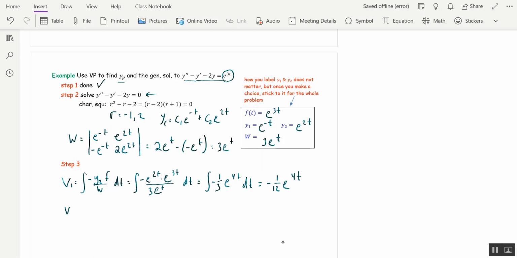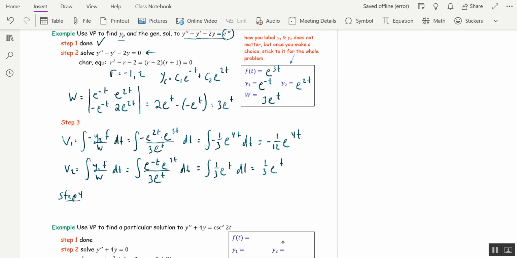All right, V2, the formula is the integral of y1 f over W dt. So that's the integral of e^(-t) e^(3t) over 3e^t dt, which is the integral of 1/3 e^t dt, which is simply 1/3 e^t.